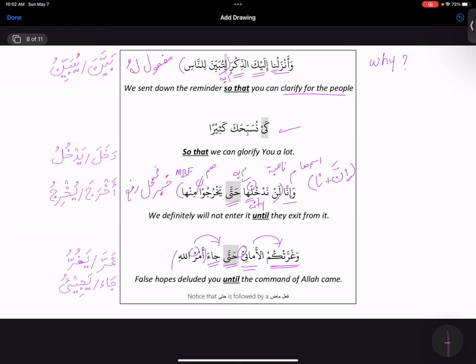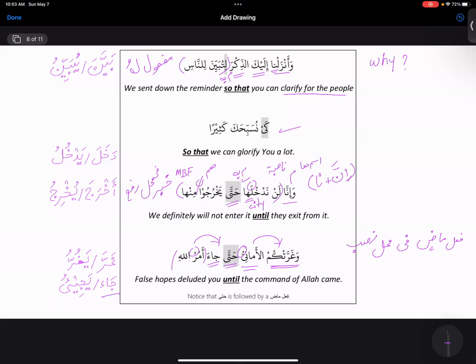So, sister, sorry, hatta, we take it as a harf nasib. Yeah, madad. And then we're going to say ja'a fail madi. And I think we can say fi mahalli nasab. Why nasab? Because of hatta. Because madi is not going to show, right? But we know that hatta is supposed to do the job, but he's not able to. So that's why we can say fi mahalli nasab. Okay. That's it.